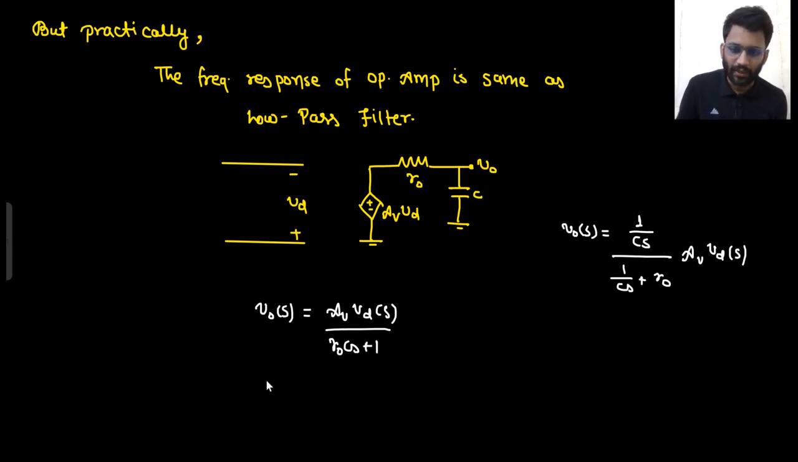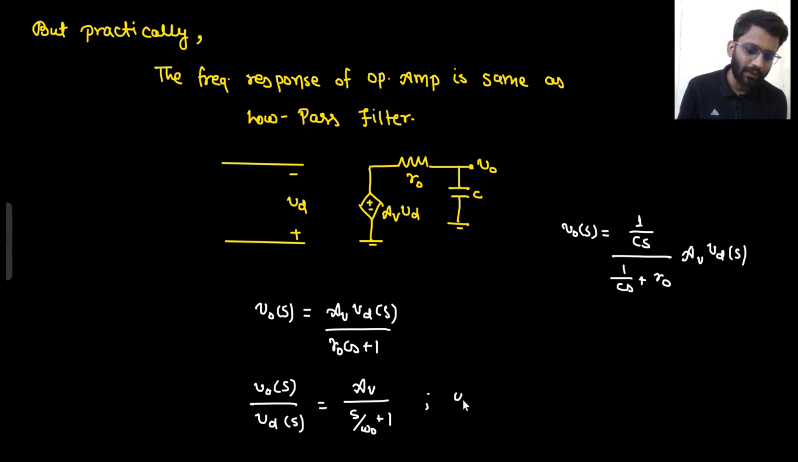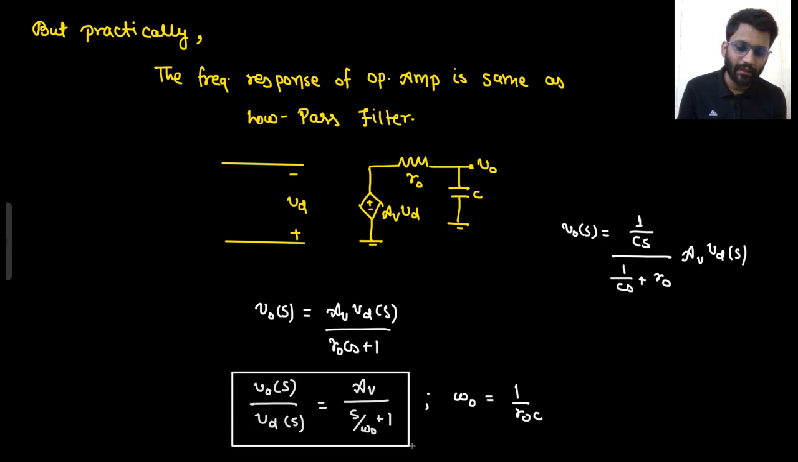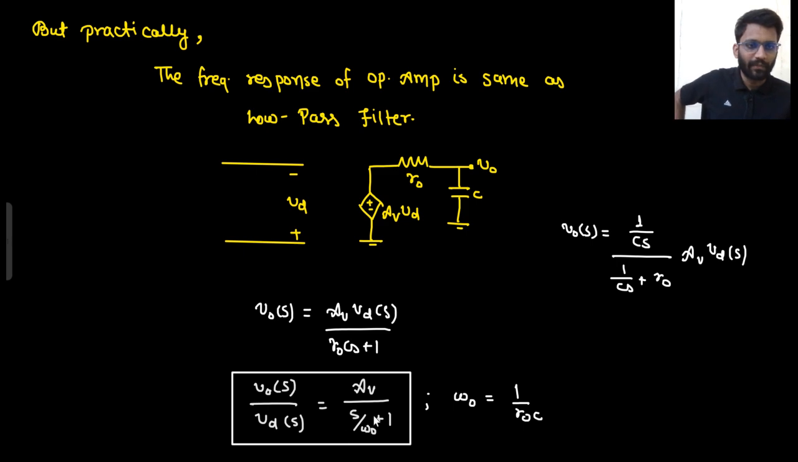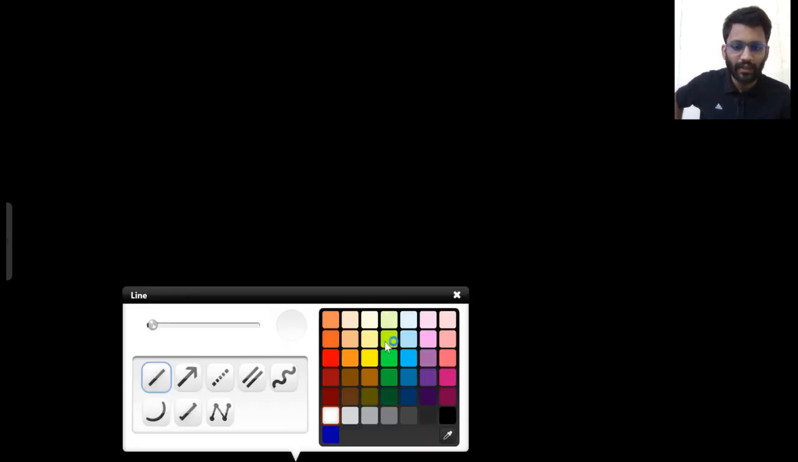Okay. So what will be your Vo(s) by Vd(s) now? Vo(s) by Vd(s) is Av upon RoCs plus 1. I can write it in the manner Av upon s by omega naught plus 1, where omega naught is 1 by RoC, right? So this is the actual frequency response of the OpAmp, right? So how will the frequency response look like?